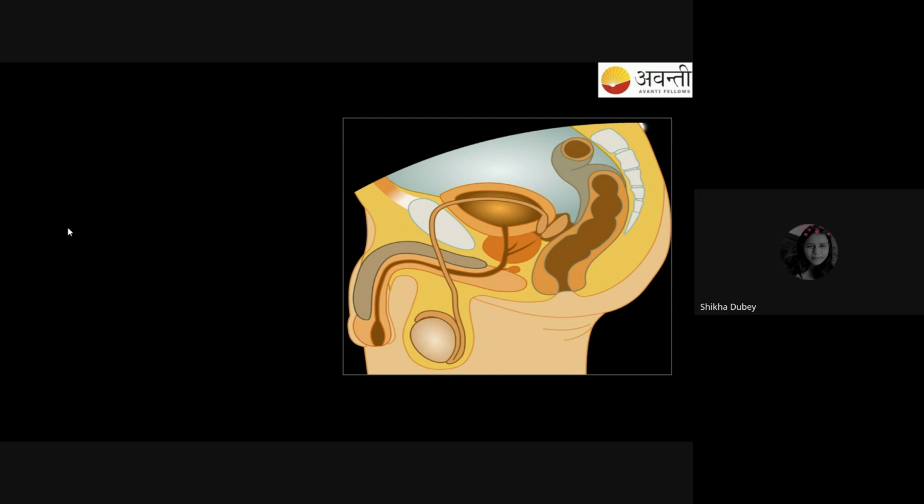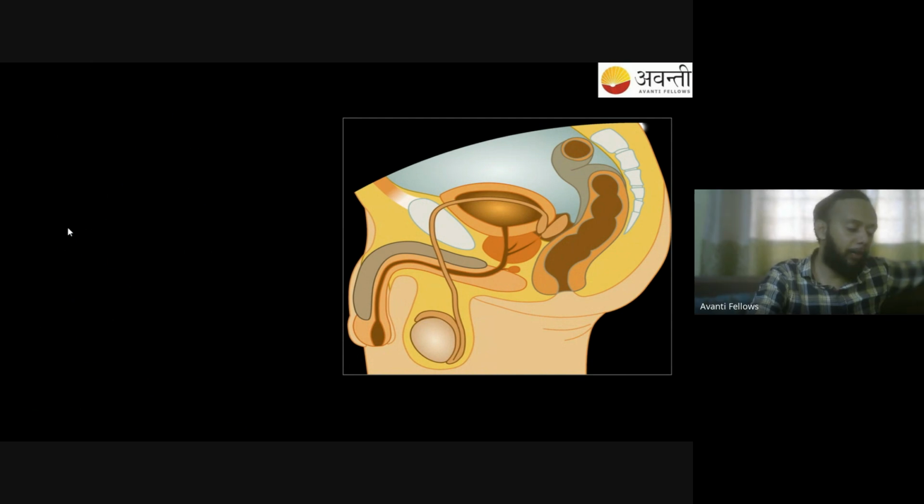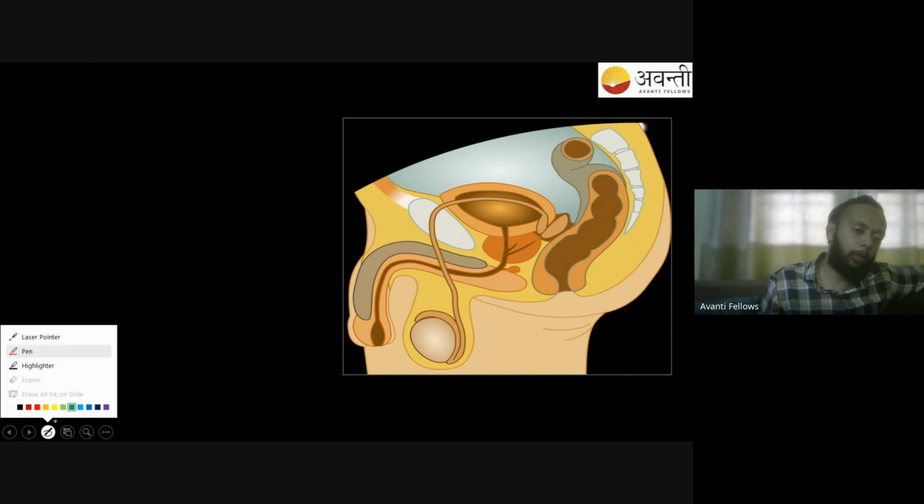The point where the seminal vesicle and vas deferens meet, that's where the ejaculatory duct is getting formed. So this is something you should be very clear with. Now I will try to ask you the questions over here. You have to tell me the correct labelings.